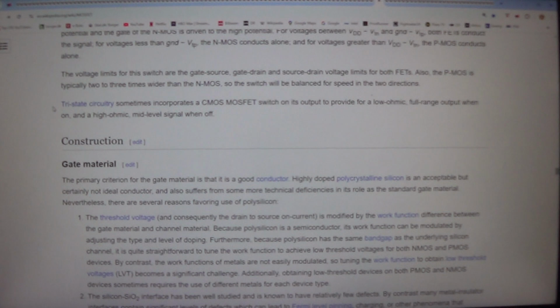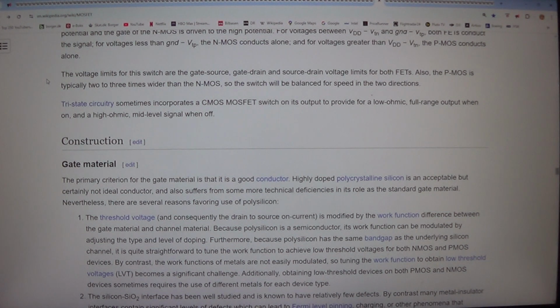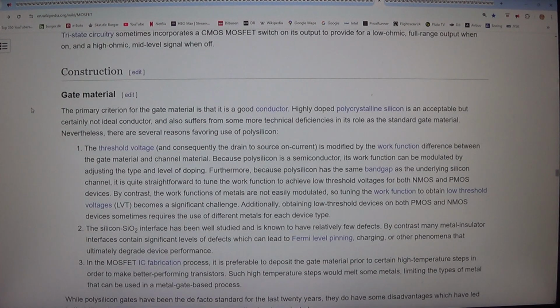The voltage limits for this switch are the gate source, gate drain and source drain voltage limits for both FETs. Also, the PMOS is typically 2 to 3 times wider than the NMOS, so the switch will be balanced for speed in the two directions. Tri-state circuitry sometimes incorporates a CMOS MOSFET switch on its output to provide for a low ohmic, full range output when on, and a high ohmic, mid-level signal when off.